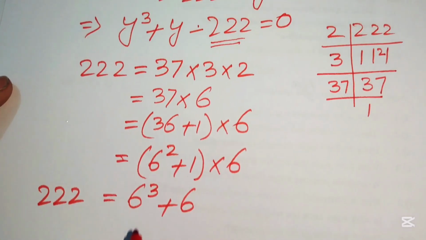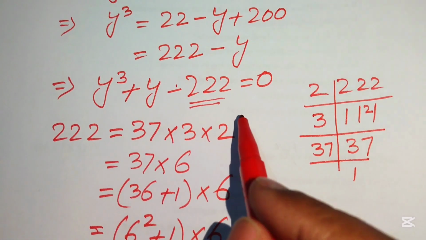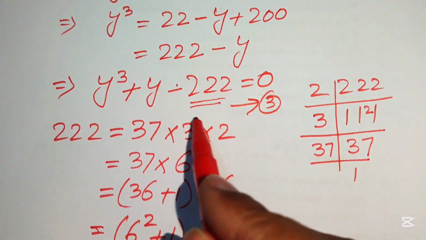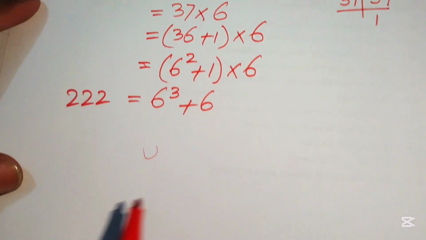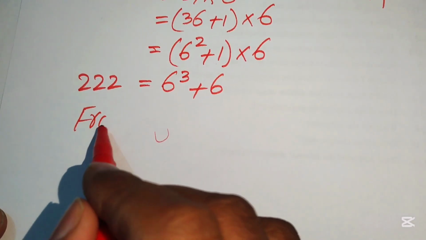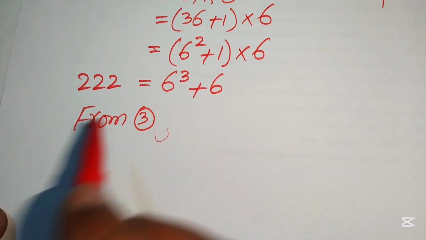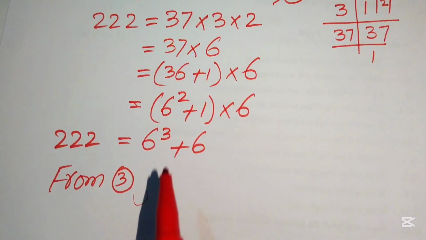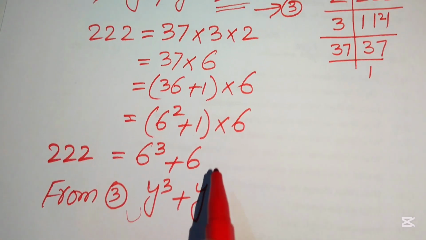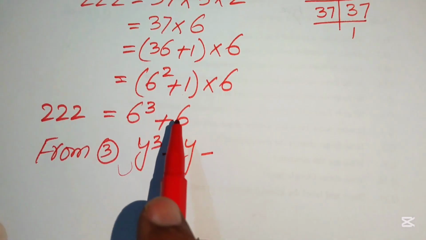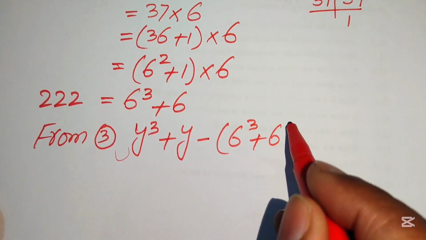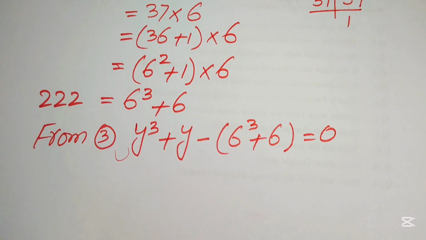So now we replace this value of 222 in the equation, which we call equation number 3. We replace 222 with 6 cubed + 6. So from equation number 3 we have y^3 + y - 222, and we replace 222 with this value. It will be written as y^3 + y - (6^3 + 6) = 0.